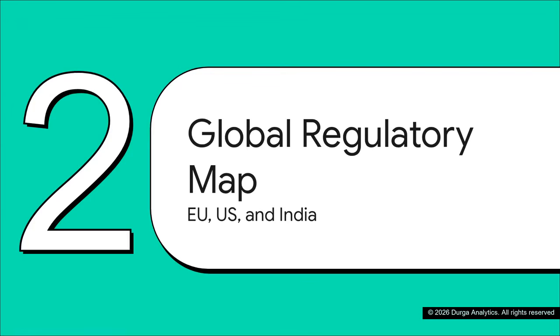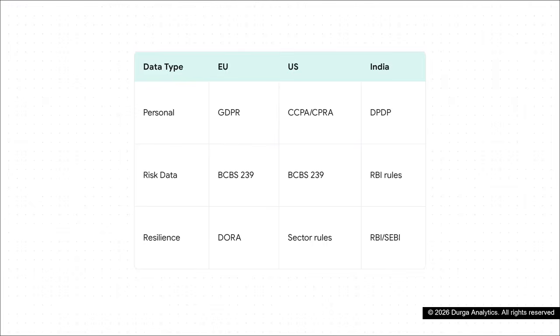Moving right along to Section 2, the Global Regulatory Map: EU, US, and India. Let's look at how these regulations actually layer across different global jurisdictions for a regulated enterprise. This brilliantly illustrates the challenge we face. Just look at how the exact same data type faces differently named rules in the EU, the US, and India. Personal data is governed by GDPR in the EU, the CCPA as amended by the CPRA in the US, and the DPDP Act in India.